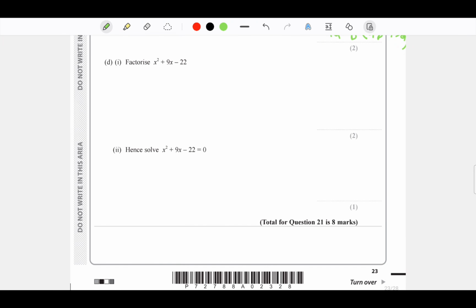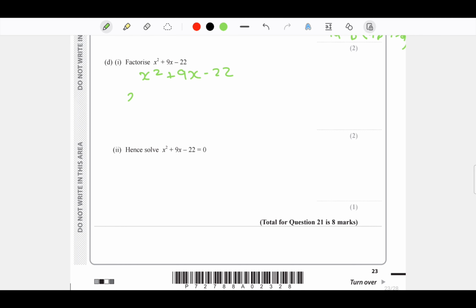Part D1, factorize x squared plus 9x minus 22. What two values, when multiplied, give negative 22, and when added together give positive 9? So the two values are positive 11 and negative 2. Do the maths. 11 times negative 2 is negative 22, and 11 minus 2 is 9. So those are the two values that we are going to break up.